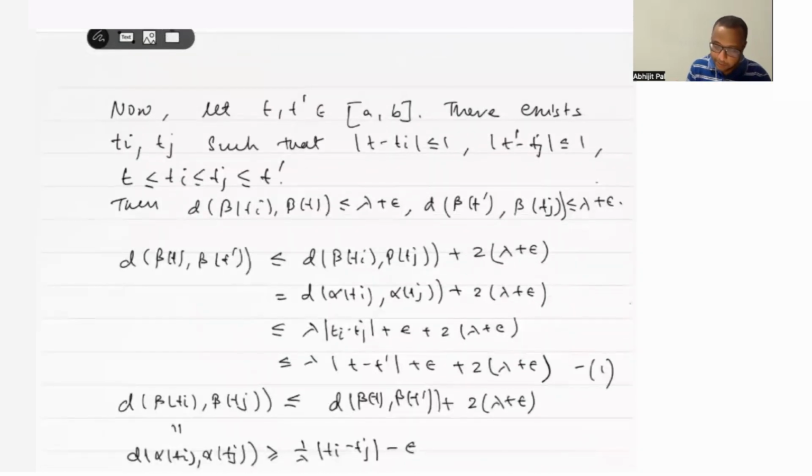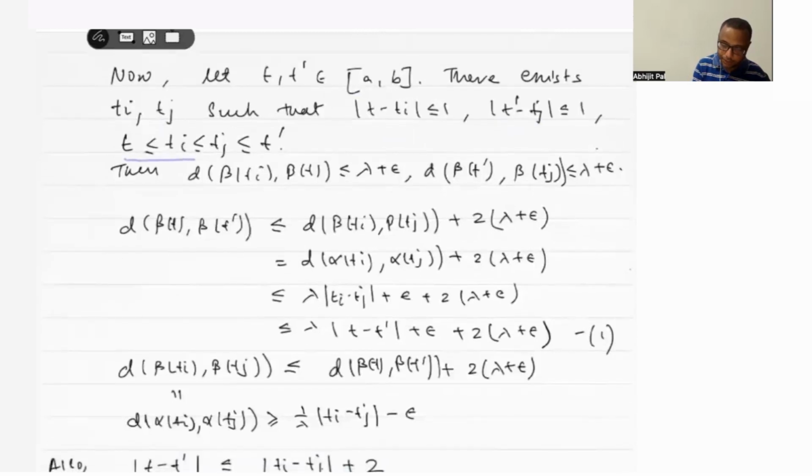Now what we want to prove is that this beta is a quasi-geodesic. So let us take two points t and t prime in this closed interval [a, b]. There will exist points t_i and t_j such that |t minus t_i| is less than or equal to 1 and |t prime minus t_j| is less than or equal to 1. And also we assume that t is less than or equal to t_i, which is less than or equal to t_j, which is less than or equal to t prime. Then the distance between beta(t_i) and beta(t) will be less than or equal to lambda plus epsilon, and the distance between beta(t prime) and beta(t_j) will be less than or equal to lambda plus epsilon.